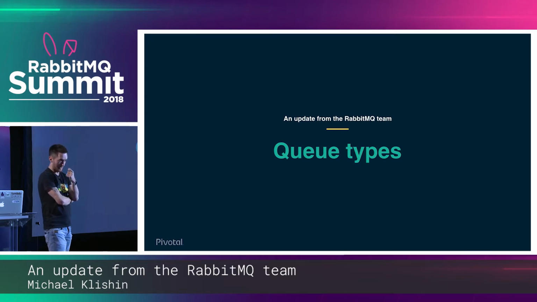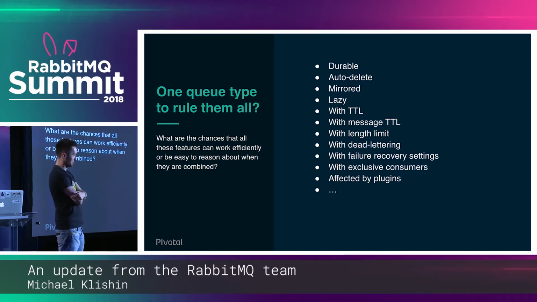So, a little intermission. I mentioned that maybe not all queues should support every feature. So with this, we effectively introduced the concept of queue types, whether we liked it or not. How about RabbitMQ today, so 3.7.x, has all these features. You can have a queue that is durable, auto-delete, mirrored, lazy, has TTL, has message TTL, has a length limit, has a dead letter exchange, has certain failure recovery settings, has exclusive consumers, and can be sharded, so affected by plugins. So what are the chances that it can be implemented efficiently for every combination of those, or even most?